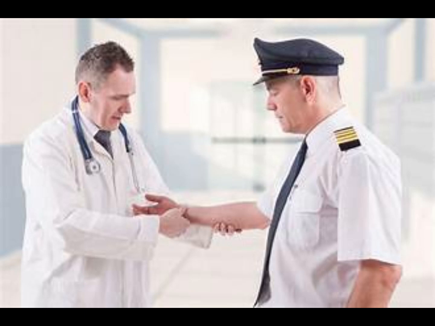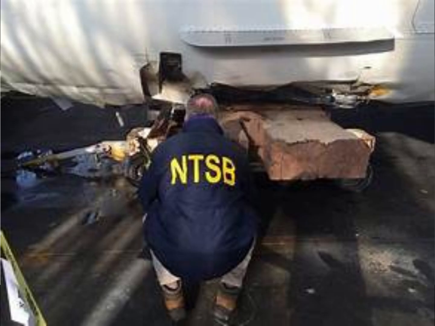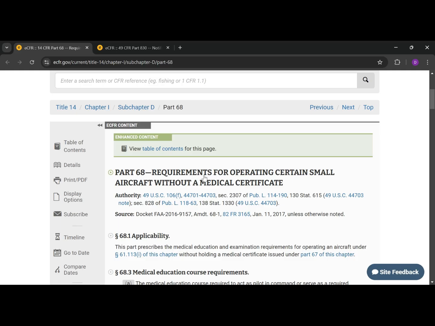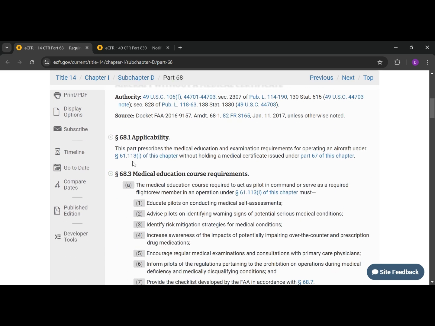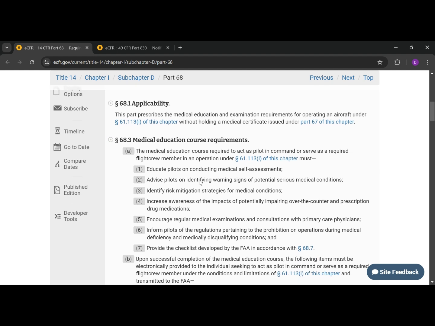I'm Dustin, and today my plan was to cover Part 68, which is BasicMed, but I decided let's go ahead and jump into Part 830 as well. So starting off here, Part 68, requirements for operating certain small aircraft without a medical certificate. 68.1, applicability. This part prescribes the medical education and examination requirements for operating an aircraft under 61.113 of this chapter without holding a medical certificate issued under Part 67 of this chapter.